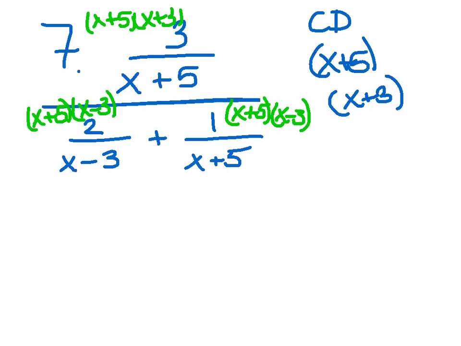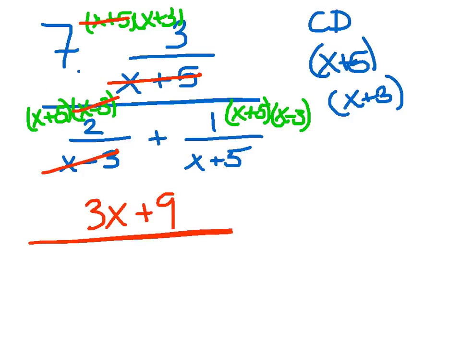Cancel anything you can on the top and bottom, x plus 5 and x plus 5. So I've got 3 times x plus 3, so 3x plus 9, x minus 3 and x minus 3. So I've got 2 times x plus 5, so I would say that's 2x plus 10, plus x plus 5's cancel, and 1 times x minus 3 is just x minus 3.